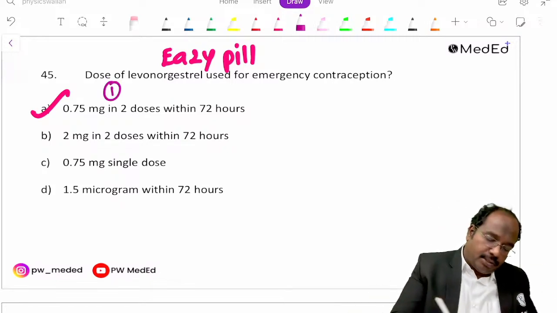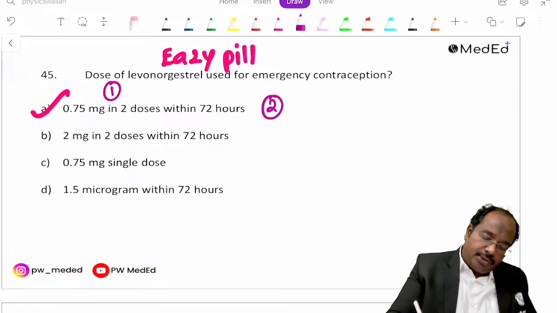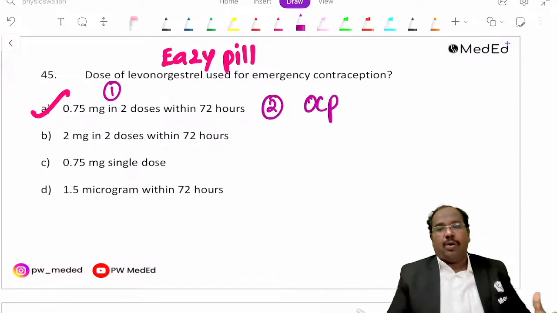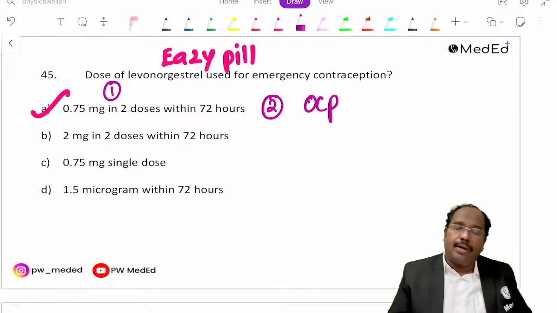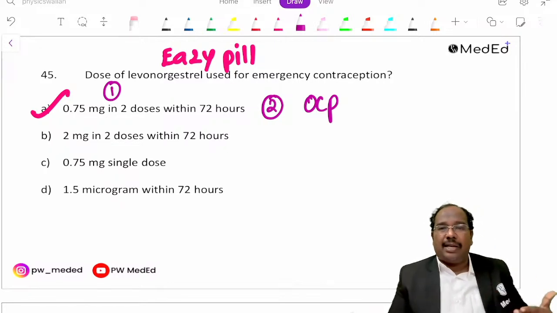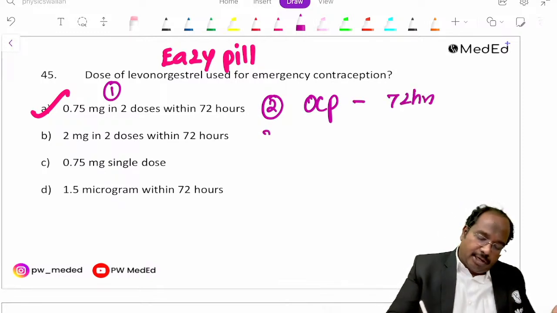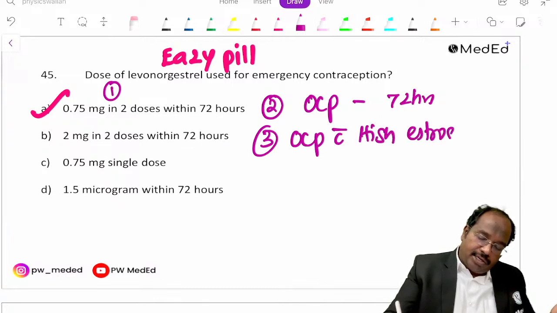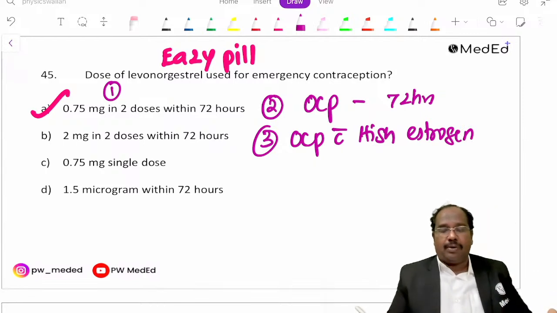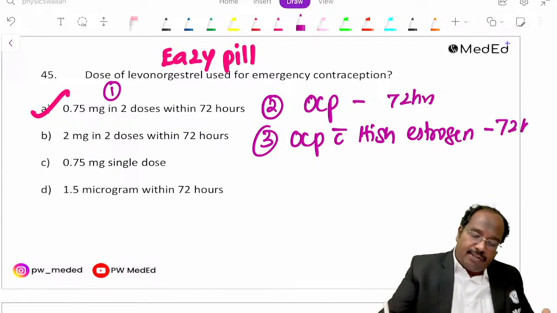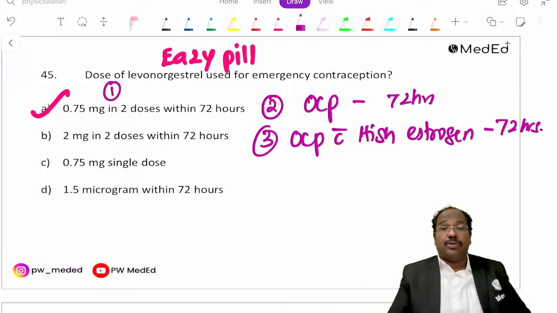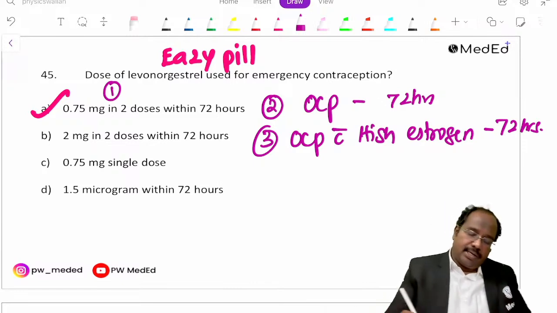This is the first option. The second option is you can give OC pills. Four pills you can give immediately, and after a 12 hour gap you can give 4 more pills. So the entire course has to be completed within 72 hours. Third is OC pills with high estrogen levels. The estrogen content is a little higher, and this has to be given within 72 hours.